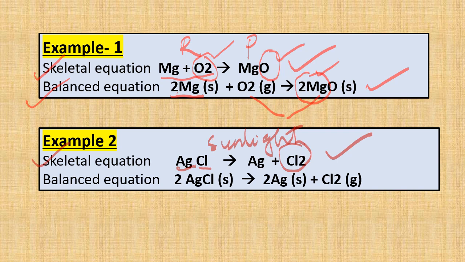Now go to equation number 2. In equation number 2, there are two silver atoms on the reactant side. There are also two silver atoms on the product side. So silver is balanced. Now it is the turn of chlorine. There are two chlorine atoms on the reactant side. There are also two chlorine atoms on the product side. So this is a balanced chemical equation.